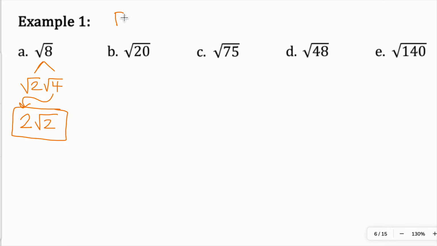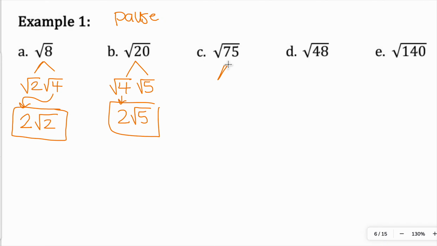So maybe take the time now and pause and try to do B through E. See if you can simplify those using a perfect square, and then come back and check in to see what you got. So the square root of 20 can be made by the perfect square of 4 and the square root of 5. The square root of 4 is 2, and 5 is left under the radicand. 75 I made by doing the square root of 25 and the square root of 3. And again, that square root of 25 is 5, so we just leave 3 underneath the radicand.